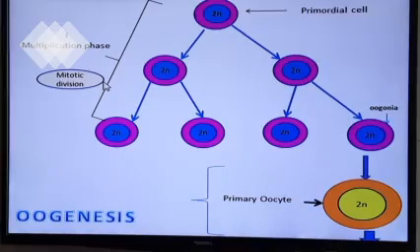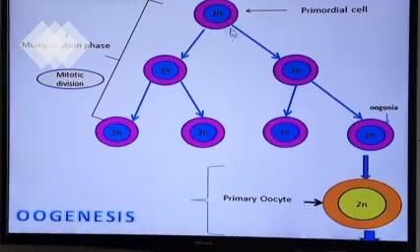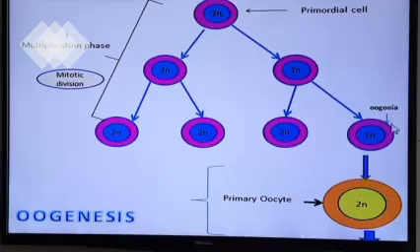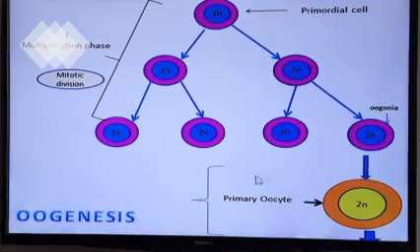This whole process, the formation of oogonium from primordial cells, takes place by mitotic cell division. Mitotic cell division is an equational process. You can observe that the chromosome number is similar in all cells. It means that the diploid chromosome number is present in all cells, parent cell as well as daughter cells. This is the multiplication phase.